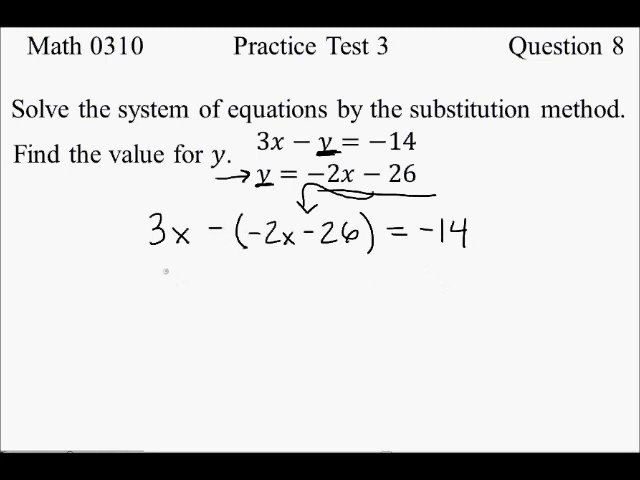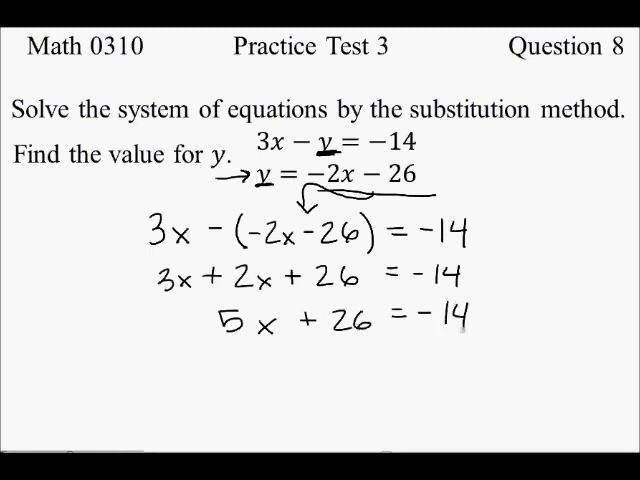Okay, so now let's distribute our subtraction, or our minus here. So 3x minus negative 2x would be like plus 2x. Minus negative 26 would be like a plus 26. And now we'll combine our like terms, so 3x plus 2x there is going to give us 5x, plus 26 equals negative 14. Here we just want to solve for x, so we'll subtract 26 from both sides. So on the left we are left with 5x equals negative 14 minus 26, which is negative 40.